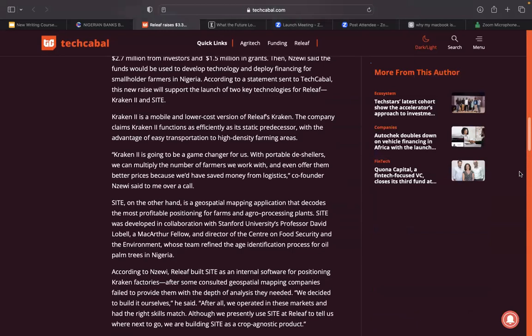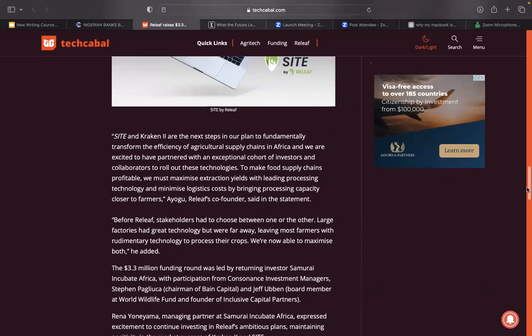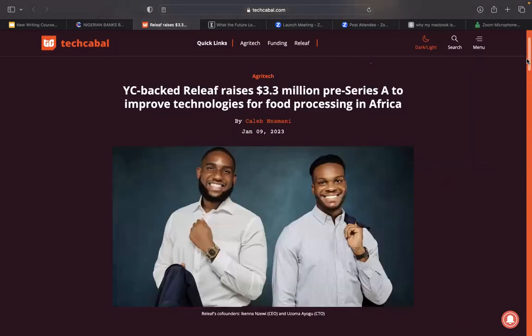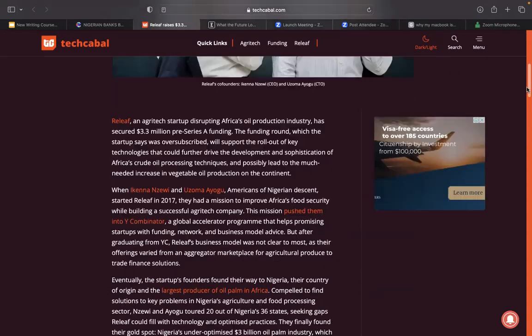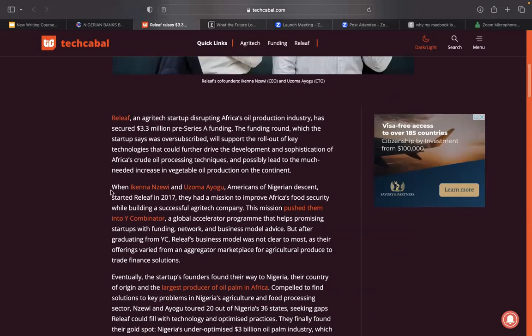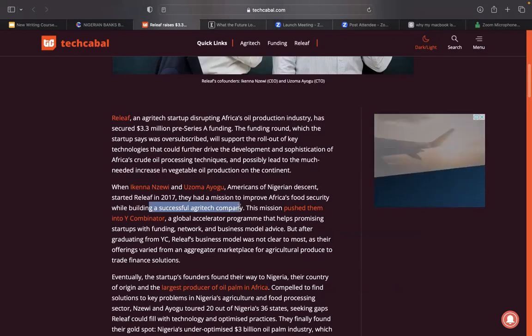So now, for example, this is a publication that is pretty long, and you will see some information that is more centered on the background of the story. YC-backed Relief raises $3.3 million pre-Series A to improve technology for food processing in Africa, reported by Caleb Unamni. Now, for example, the names of the founders, I'm very sorry if you are Igbo, I think these are Igbo names, for the pronunciation of the names. Americans of Nigerian descent started Relief in 2017, with a mission to improve African food security while building a successful agri-tech company.